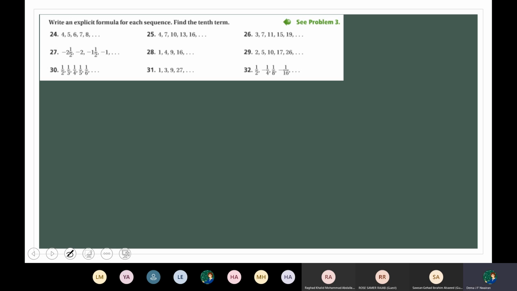Now today we finished. Okay, let's find 26. We just now to practice more and more. Here now in 26 we have 3, 7, 11, 15, and 19.